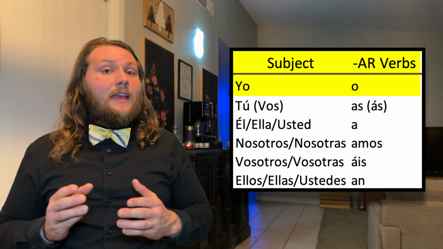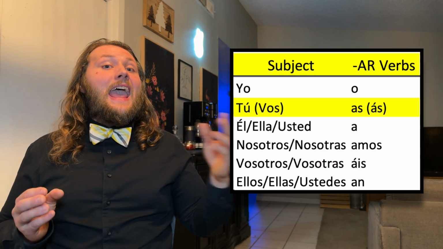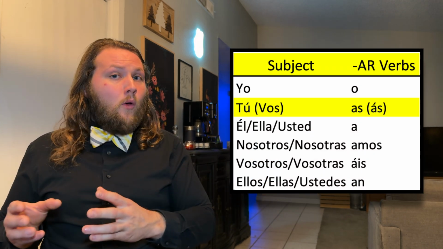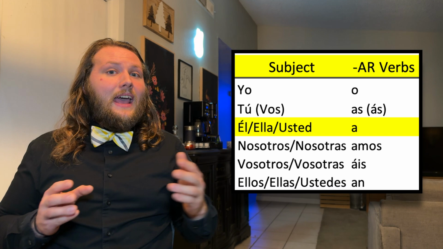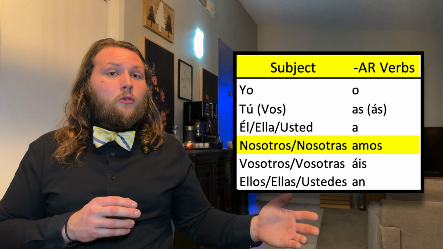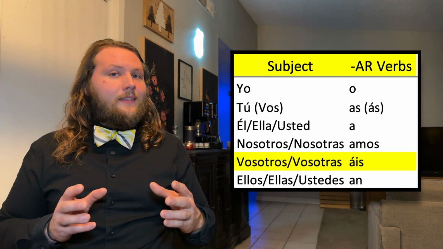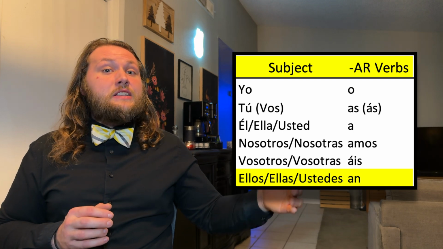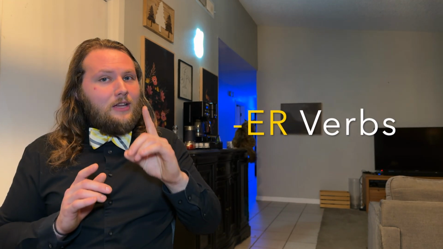For yo, we replace the AR ending with an O ending. For tú, we replace AR with as. For vos, we replace AR with as with an accent on the A. For él, ella, and usted, we replace AR with a. For nosotros and nosotras, we use amos. For vosotros and vosotras, we use ais, also with an accented A. For ellos, ellas, and ustedes, we replace the AR with an. Good so far?